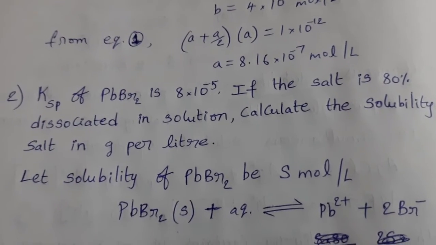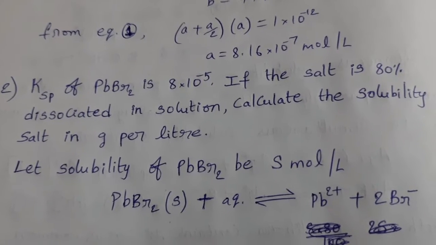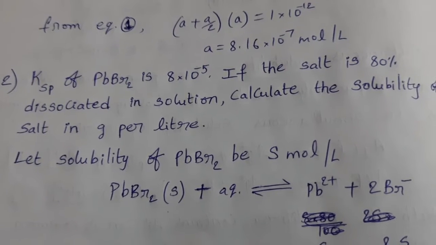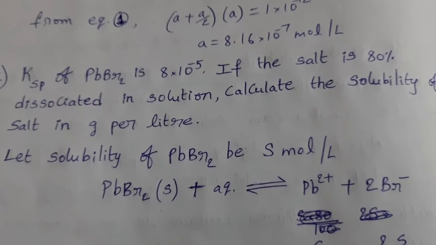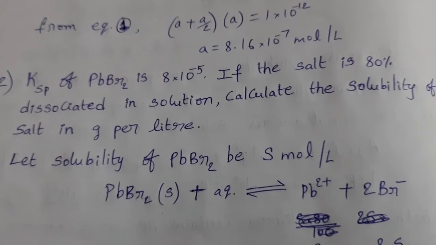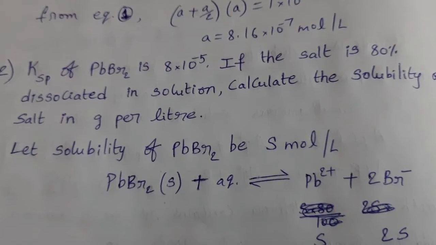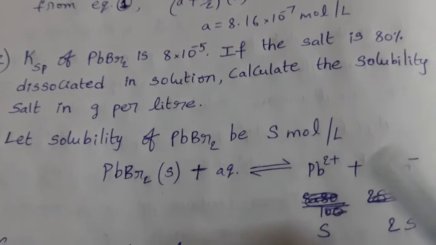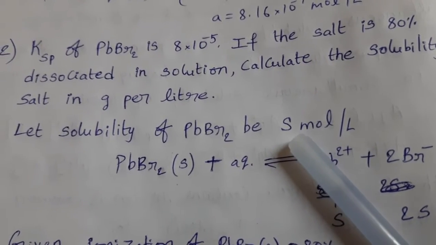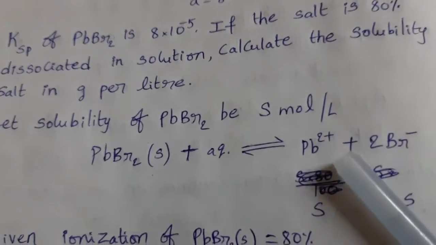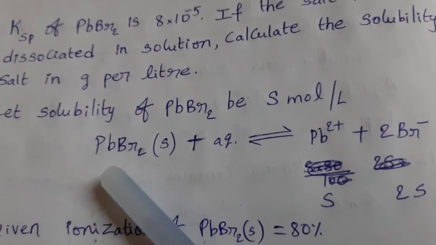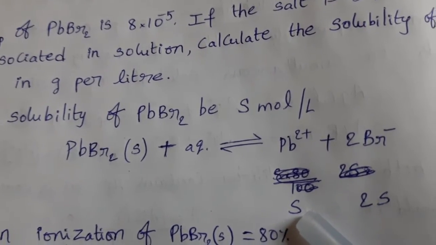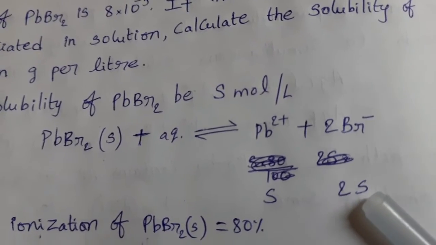See this, let the solubility of PbBr2 be S moles per liter. PbBr2 is a sparingly soluble salt. It undergoes partial ionization and forms these ions. PbBr2 (aq) gives rise to Pb2+ plus 2Br minus. Now PbBr2 solubility is considered as S. That means lead ion solubility is also S because it is 1 mole. This one also 1 mole. That's why its solubility is also S moles per liter. For this, 2 moles are there, so solubility is 2S.